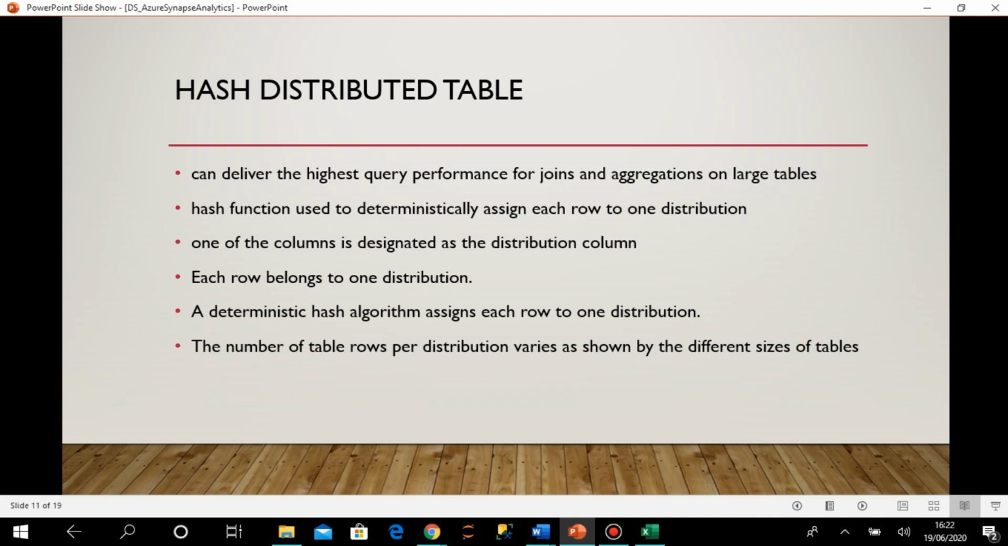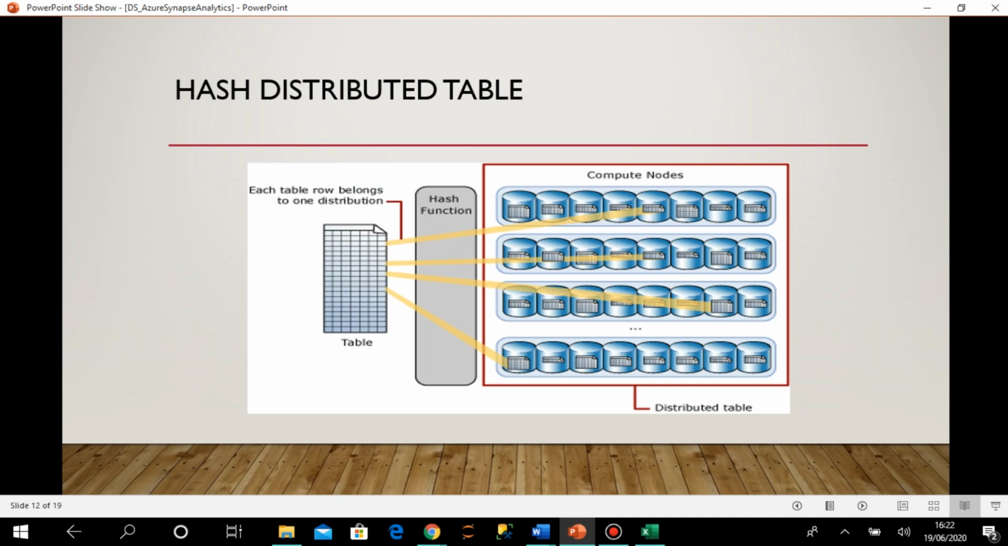The number of table rows per distribution varies, as shown by the different sizes of the table. So what the number of rows in one distribution will be depends on the size of the table, of course. So this is one graphical representation of that.